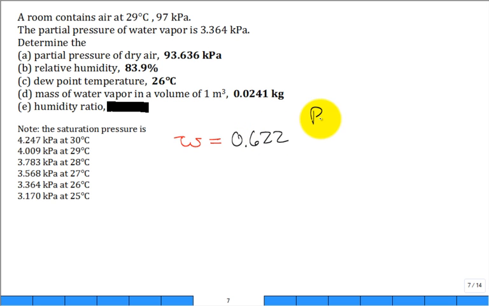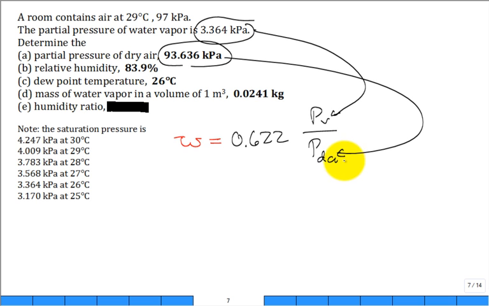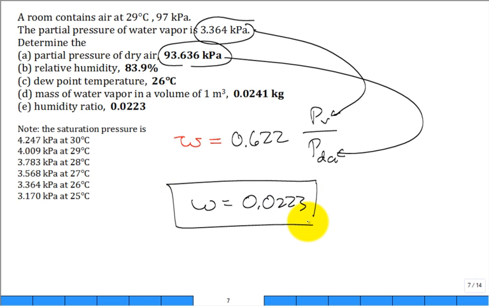0.622 times the partial pressure of the water vapor over the partial pressure of the dry air. Guess what that was? And away you go. And it's 0.0223. Any units on this, omega? Or could I put 0.022, left out a 0, 0.223 and box it and call that the answer? You could. You definitely could.